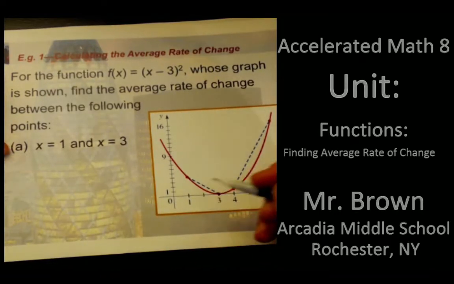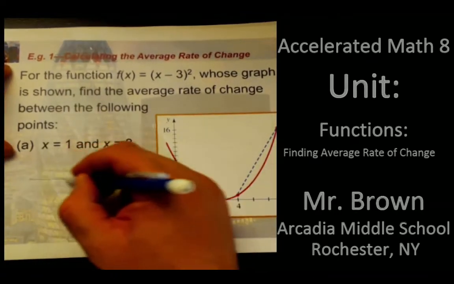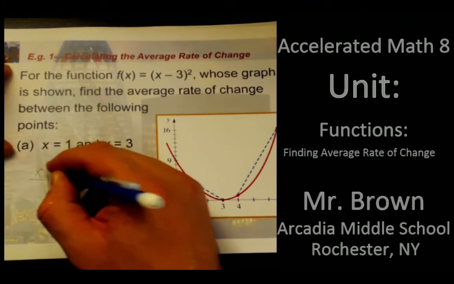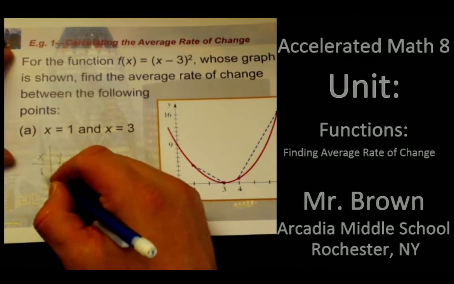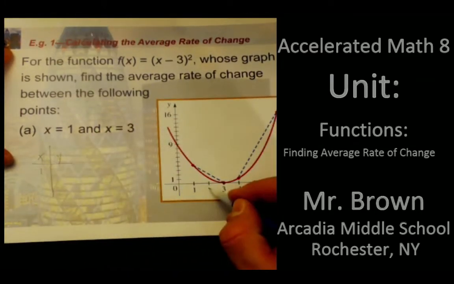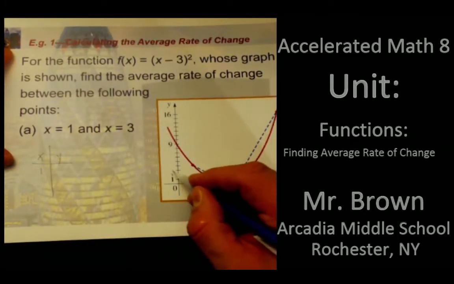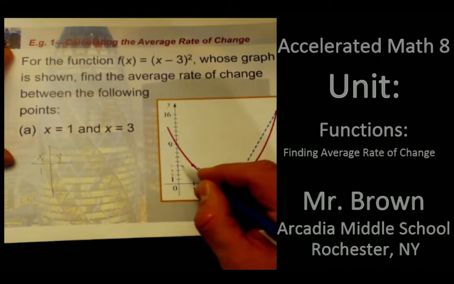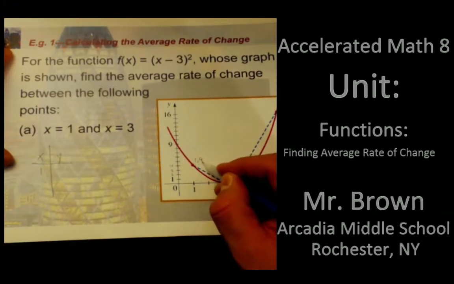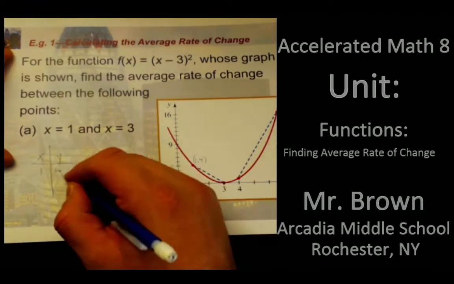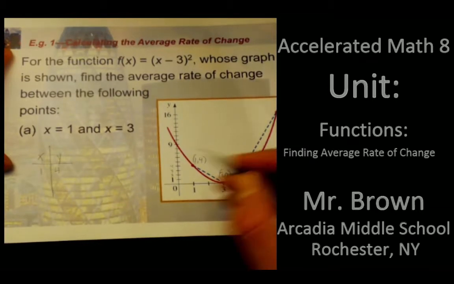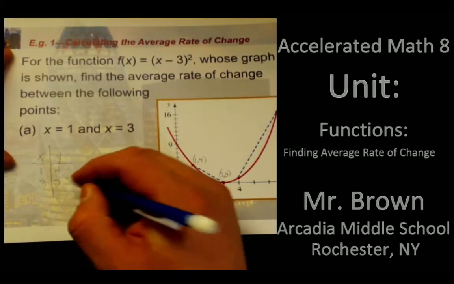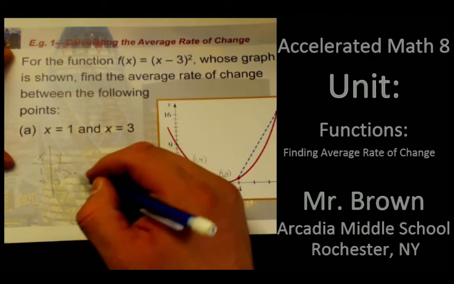So what you do here is you make your table, x comma y. Where x is 1, y equals 4, so this is the ordered pair 1 comma 4. Normally you can just read these right off the table at this point in your math career. The next one is 3 comma 0. And what you have to do is figure out how these change.